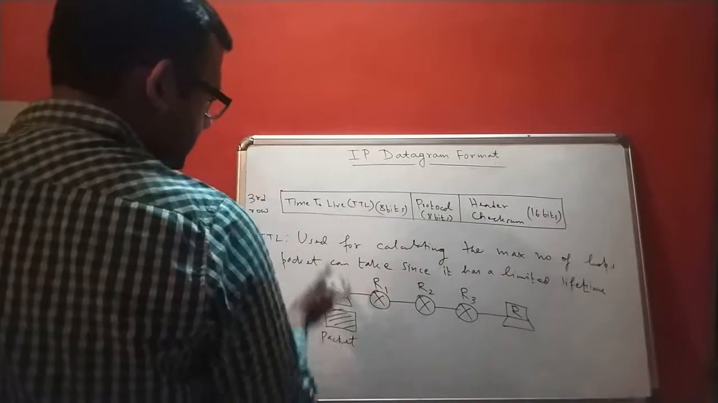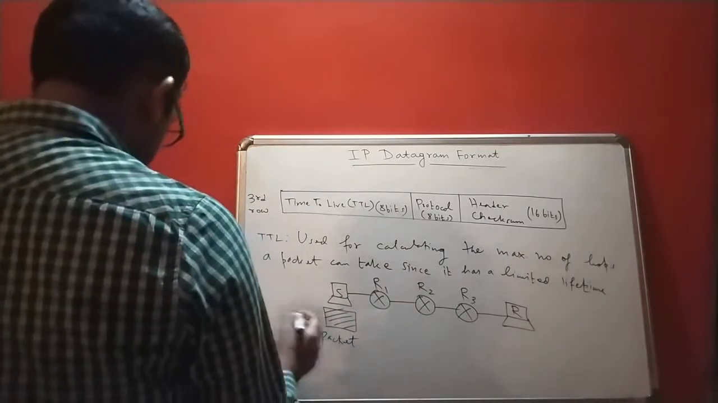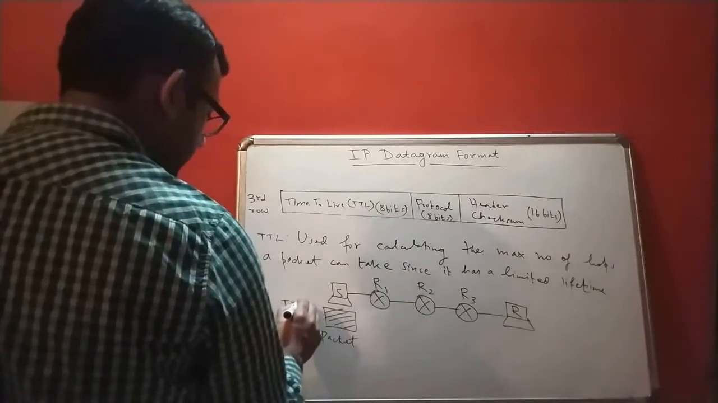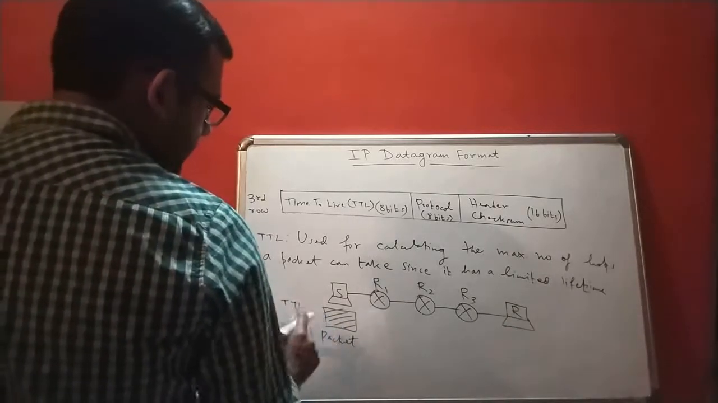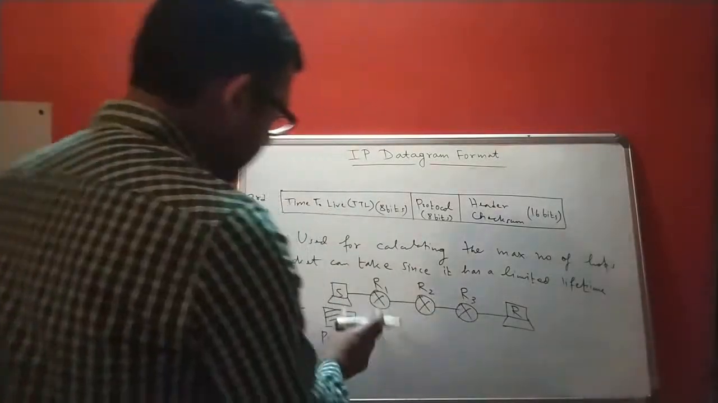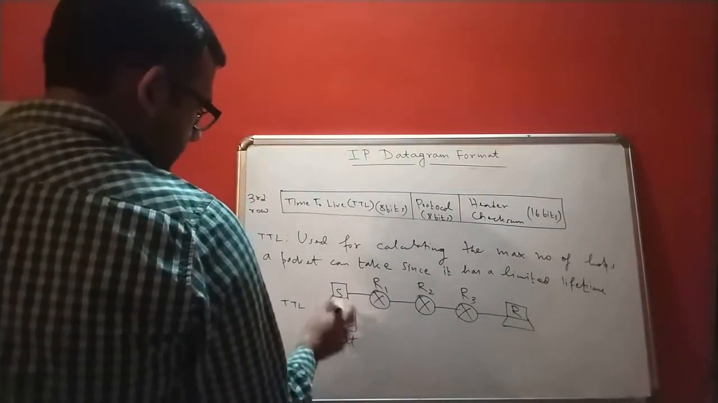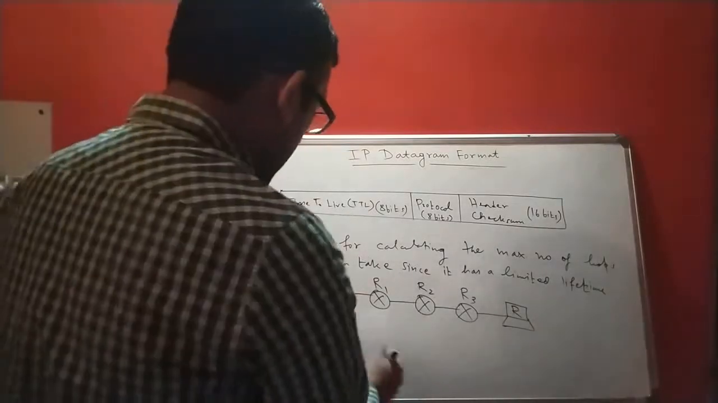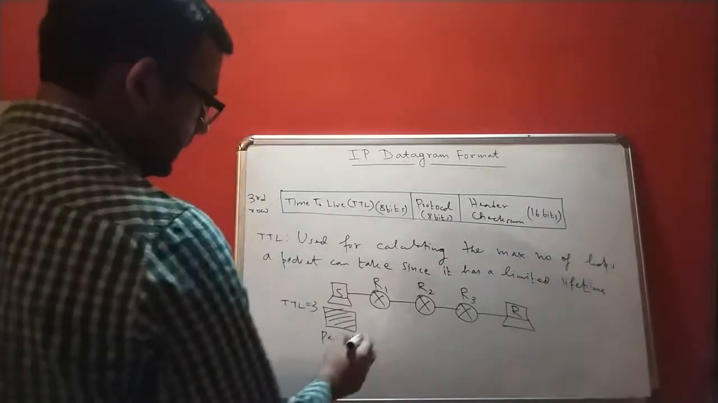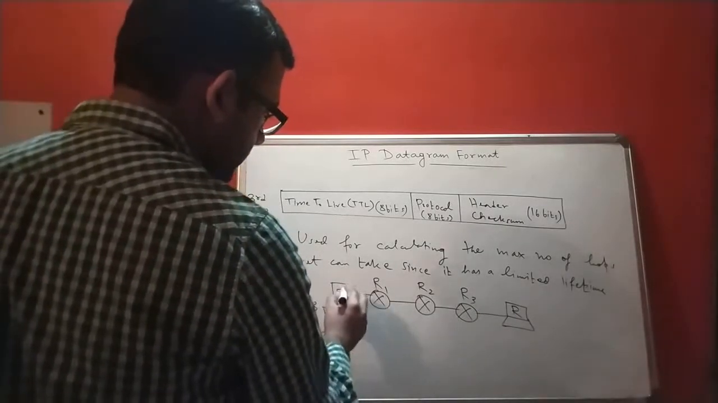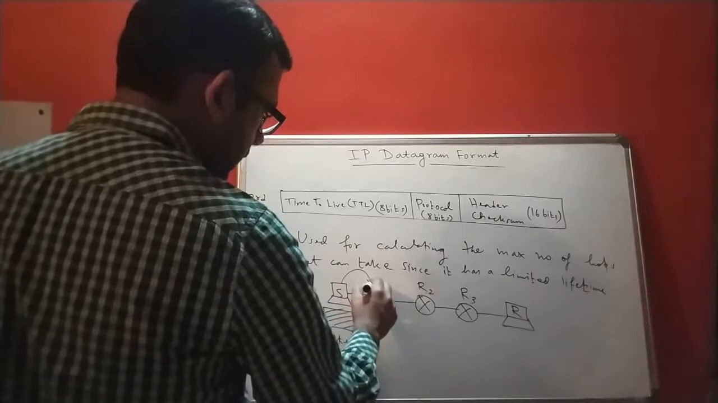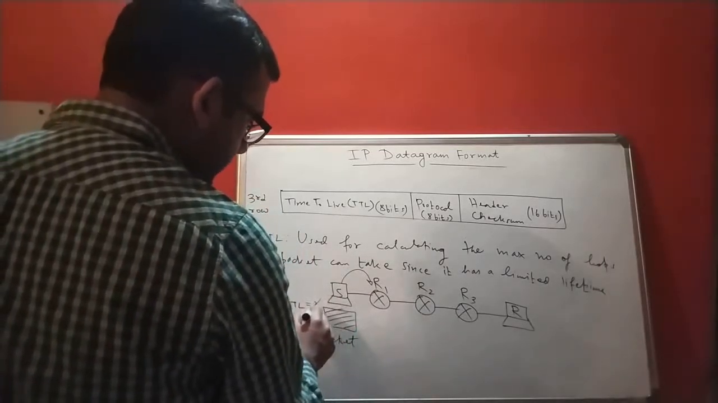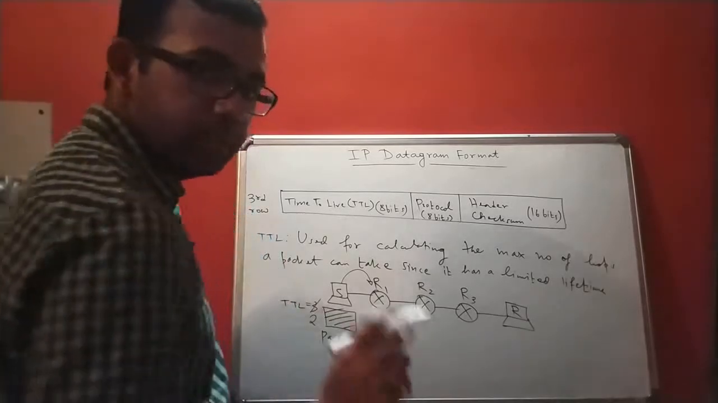Now this packet, since it is following the IP protocol, will have a header part. The header part will contain this field called TTL. Now the TTL field will define the maximum number of hops that this packet can take. Let's say this packet has a TTL value of 3. Then how will this packet transmission take place? What will happen is this packet will first go from S to router R1. Once the packet moves from S to R1, the TTL value will be decremented by 1. So now the TTL value becomes 2.